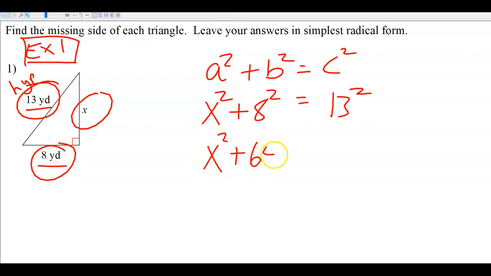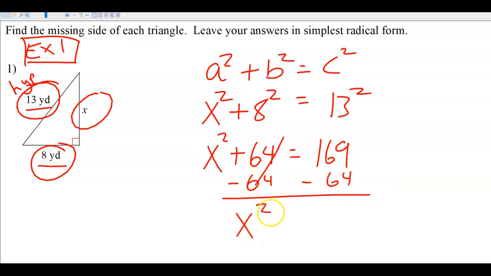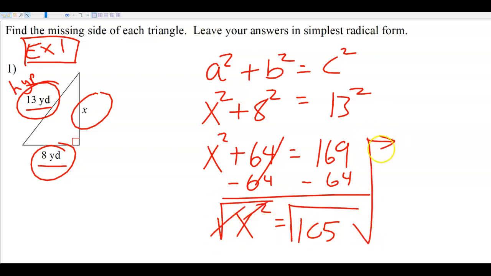We get 64 here and 169 here. The next step is to get that x by itself, so we'll subtract, which leaves us with 105, and then we'll take the square root. We end up with the square root of 105. Typically when you solve an equation by taking a square root, you get a plus and a minus. But in this case we don't, because we're doing geometry, and with geometry, negative answers don't make sense. You can't say this side is negative square root of 105, so we won't include the negative possibility.